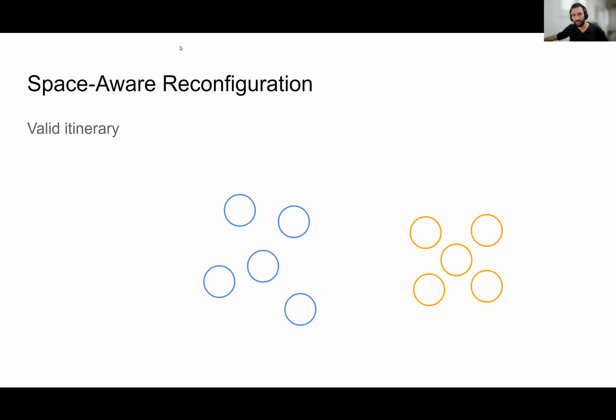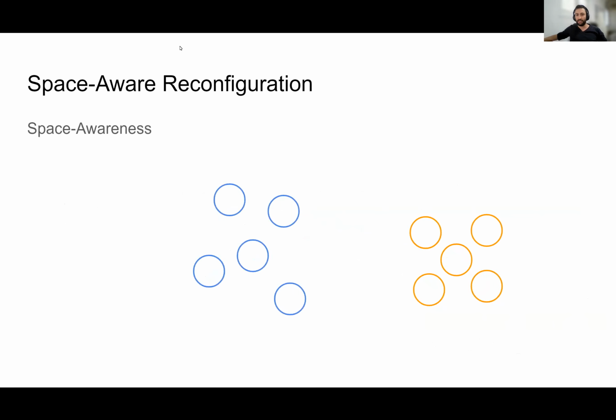So this is an example of a valid itinerary. The blue disks are the start disks and the orange disks are the target disks. And if you can click, this will be considered a valid move. And if the other disks move as well, it will be considered a valid configuration, a valid itinerary, sorry.